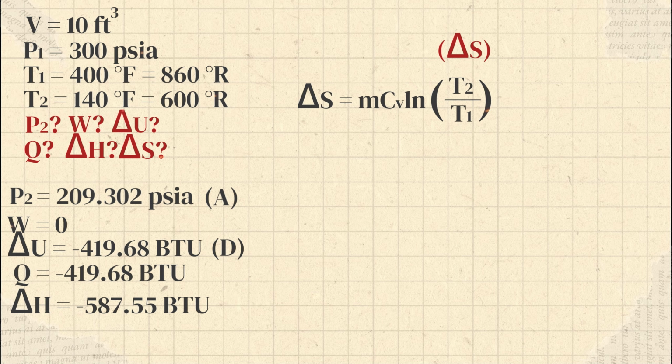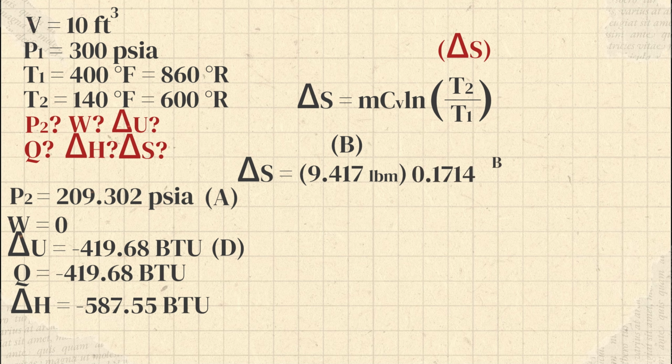Lastly, for the change in entropy, we have mCv ln of T2 over T1. So, lahat tayo nito meron na. Okay, so input na lang natin. For the mass, we have 9.417 pound mass. So, tandaan nyo naka-store sa B. Then, for the Cv, we have 0.1714 BTU over pound mass degree Rankine. So, itong Cv naka-store naman sa C.